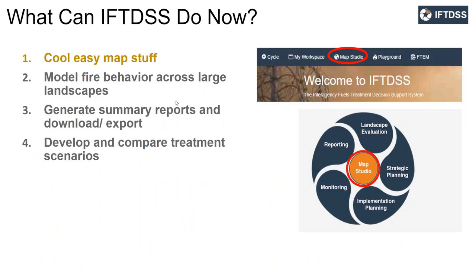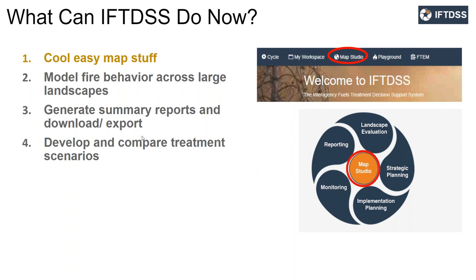So what can IFTDSS do now? I've broken it into four primary categories, just easy to digest stuff. So number one, it can do a lot of cool, easy map stuff, which is helpful for fire folks without a GIS background. Secondly, model fire behavior across large landscapes. Third, generate a lot of summary reports that can be exported into documents if necessary, as well as a download export function for use in external things like ArcGIS. And fourth, we've got functionality to both develop and compare different treatment scenarios for fuels planning.